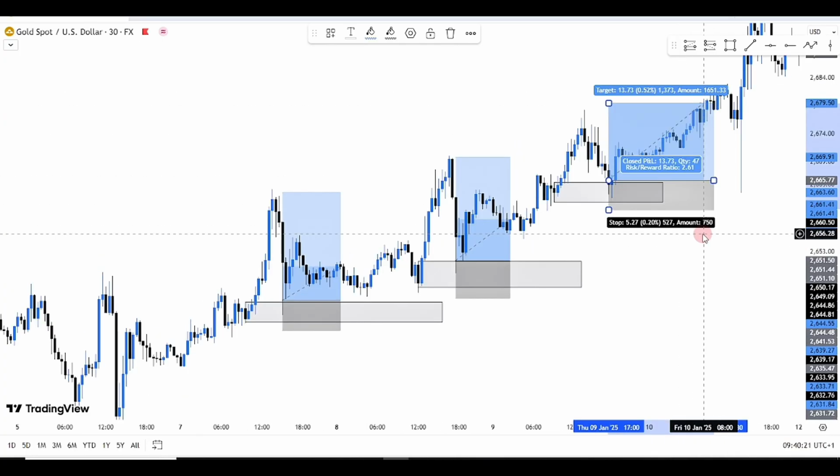So that's a basic breakdown of how supply and demand drive forex price movement and how you can use these zones in your trading.